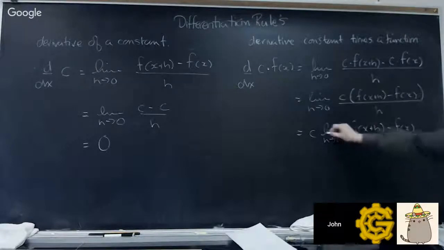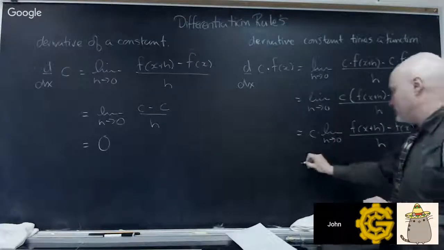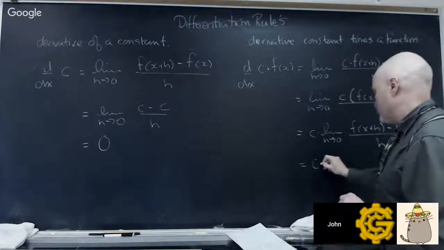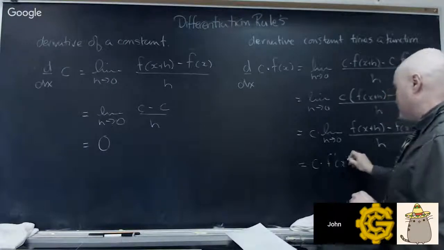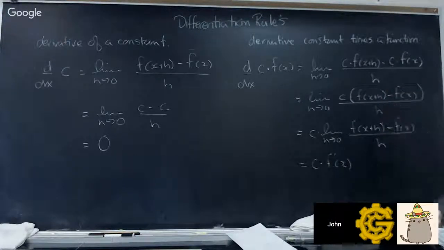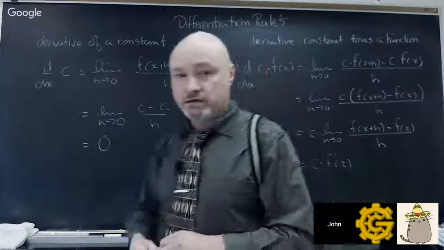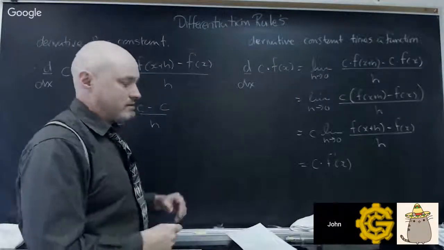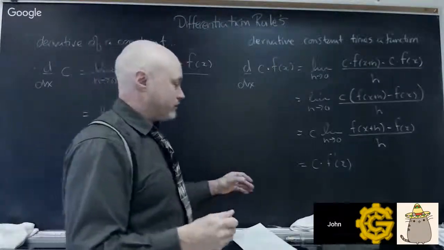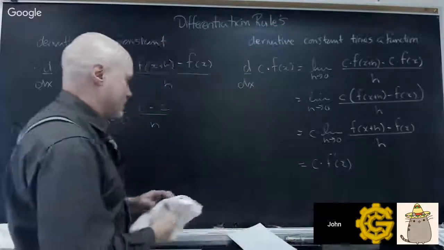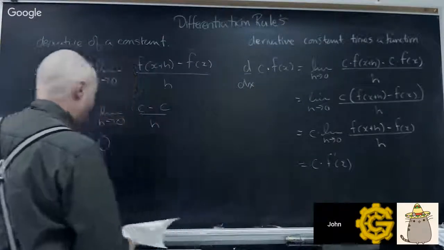There we go. So our constant is popped outside of the limit, and this limit is just f primed at x. Okay, so there we go. The derivative of a constant times a function is equal to the constant times the derivative of the function. Okay, simple so far, right?